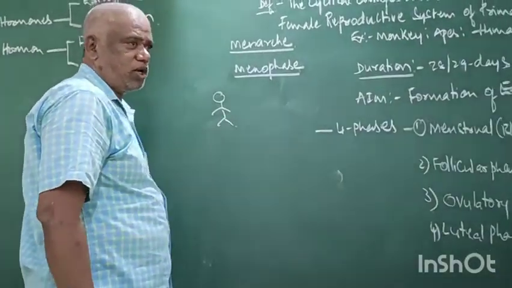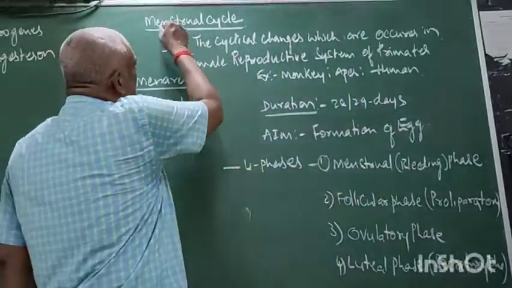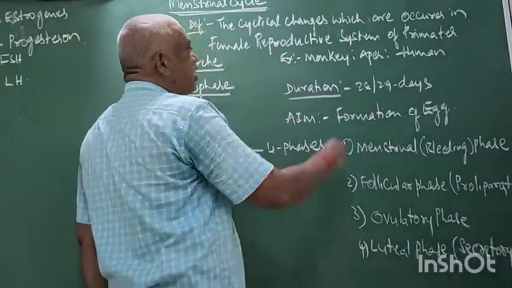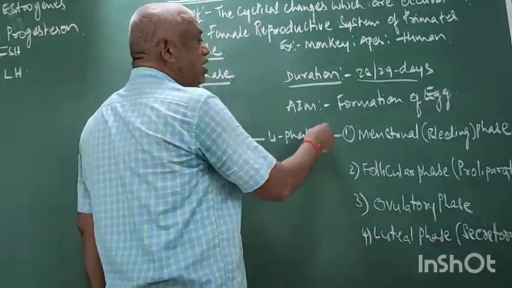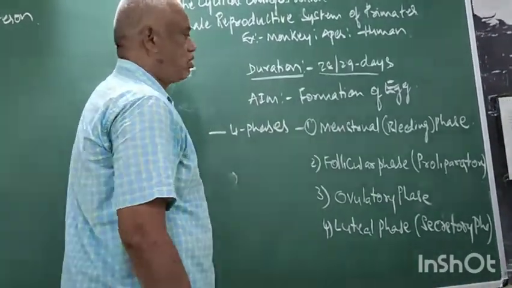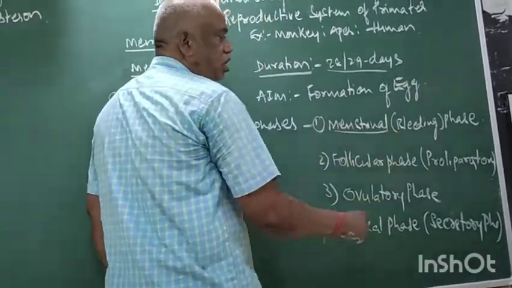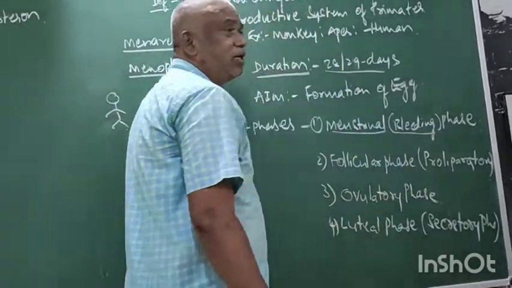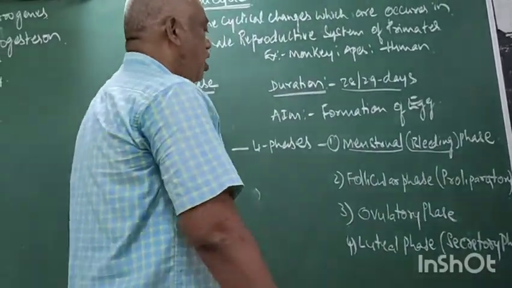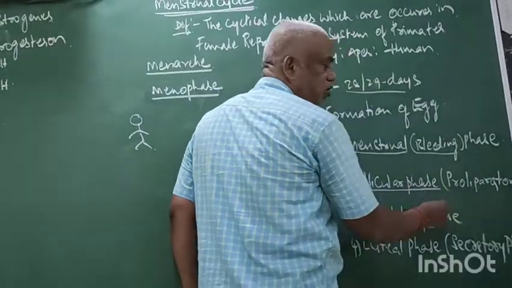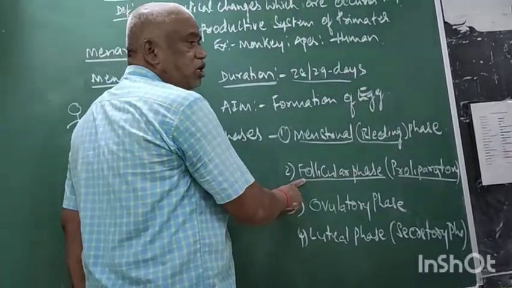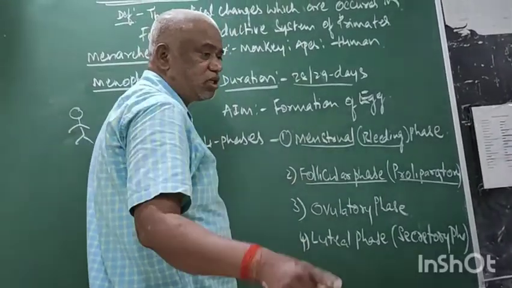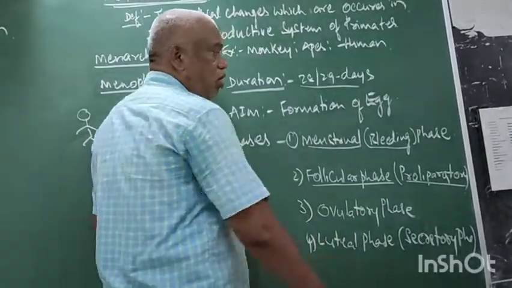Now, before going to this, what is this menstrual cycle? How many days is this cycle? 28 or 29 days. This cycle has 4 phases. Menstrual phase, which is also called bleeding or menses. The second one is the follicular phase, or proliferative phase. This phase has 2 names. You must keep in mind both names.